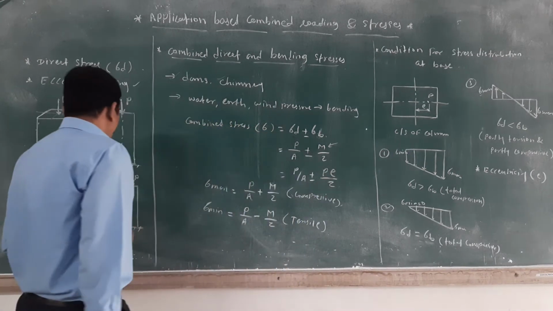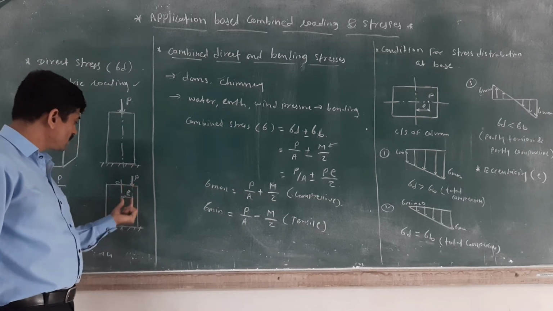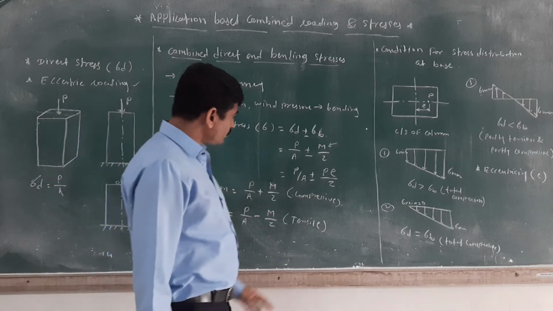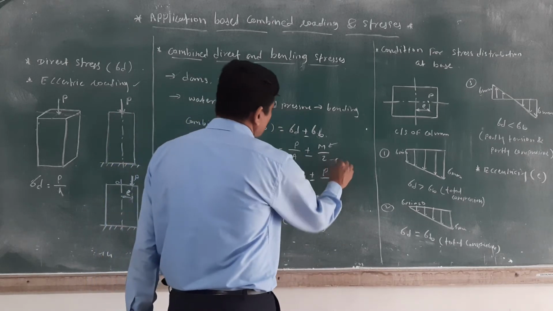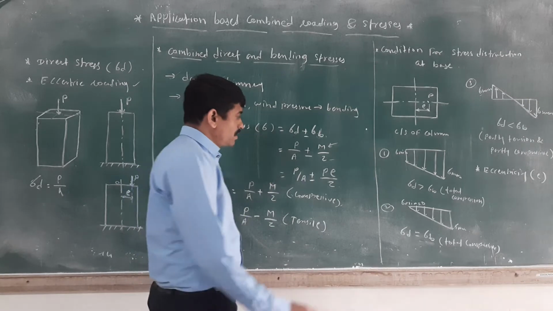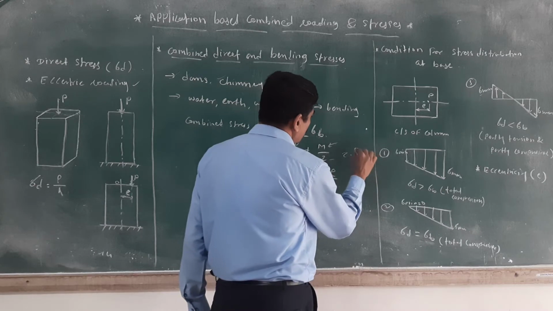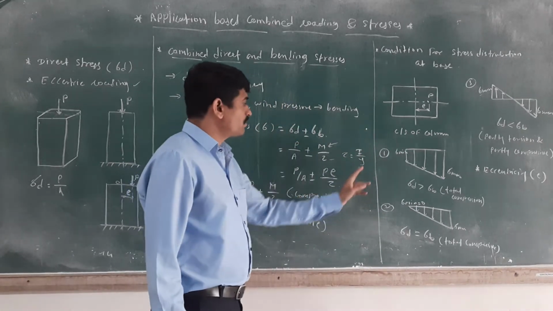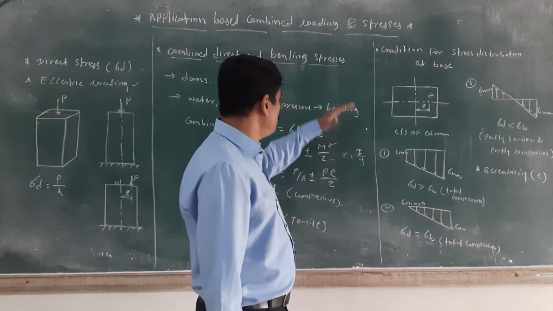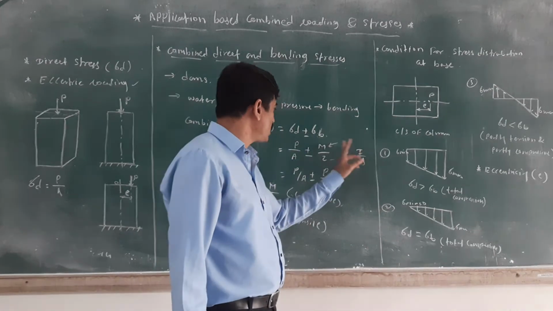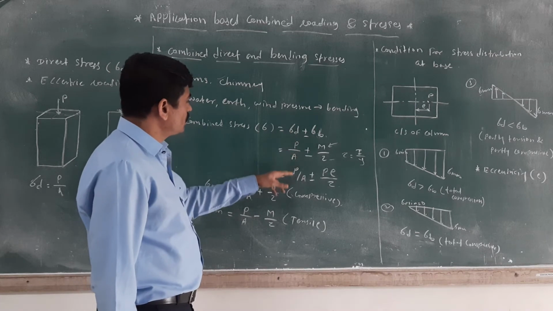E is the eccentricity, from the centroidal axis to where the force is. What is the Z? Z is the sectional modulus. How to define that Z? Z is equal to I by Y. What is the I? Moment of inertia. What is the Y? Y is the maximum distance from the centroidal axis to the base or top. All these things we have seen in unit number 3, and this direct stress we have seen in unit number 1.